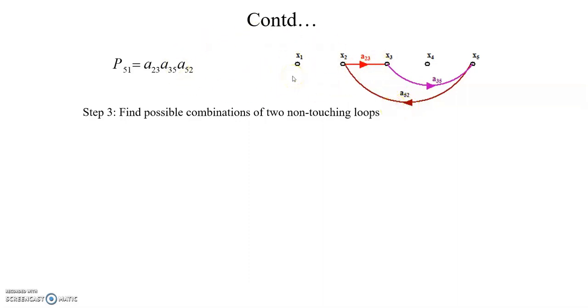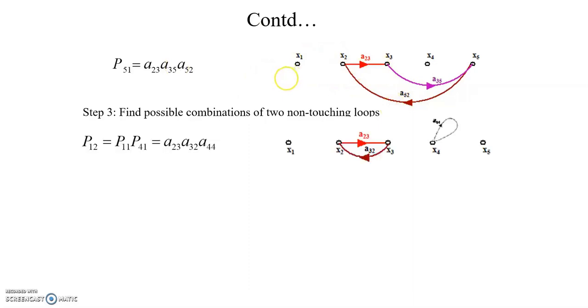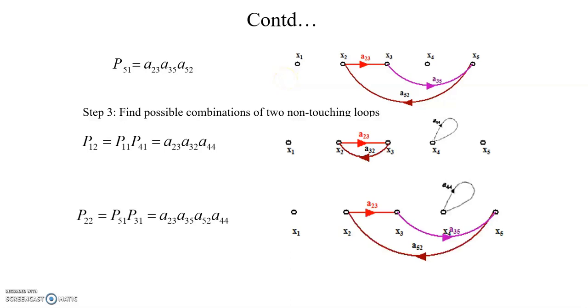Next step, you find the combinations of two non-touching loops. Here there are only 2 non-touching loops. So P12 is equal to, non-touching means the nodes which are not touched by other loops. So this is one of the non-touching loops, this is another non-touching loop. So P12 is nothing but P11 into P41.